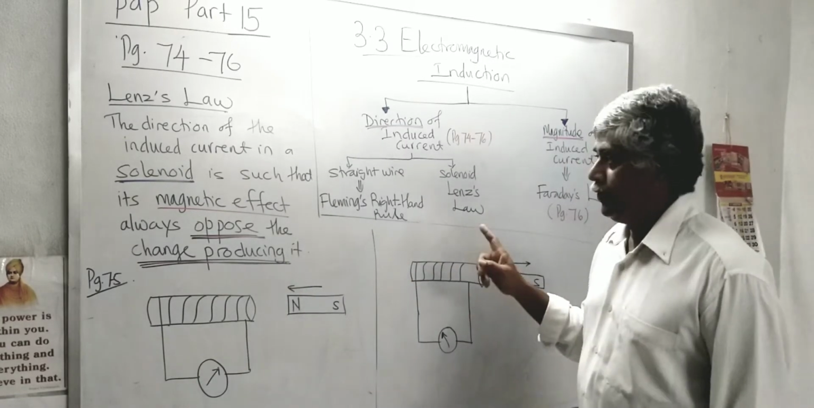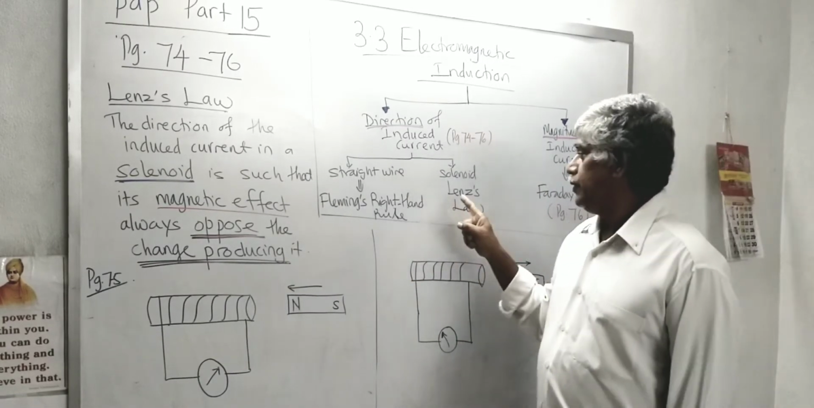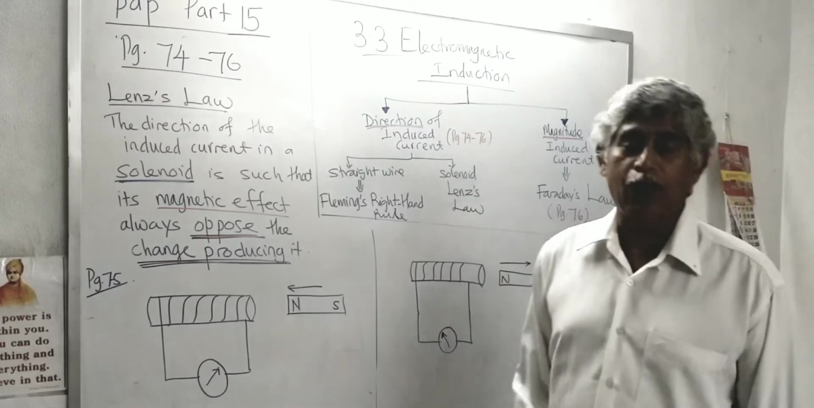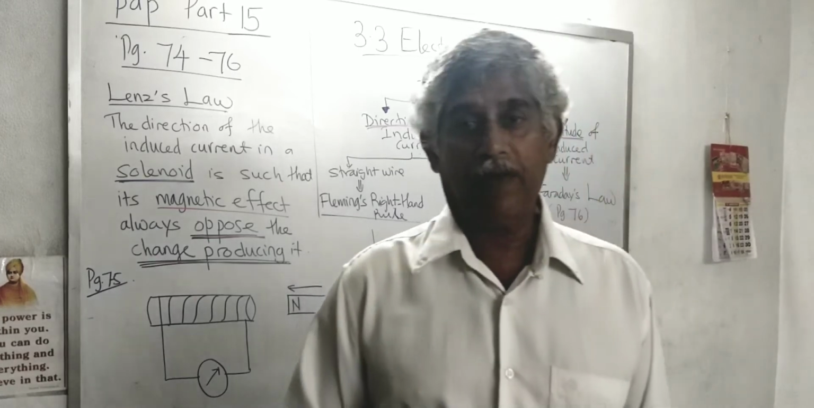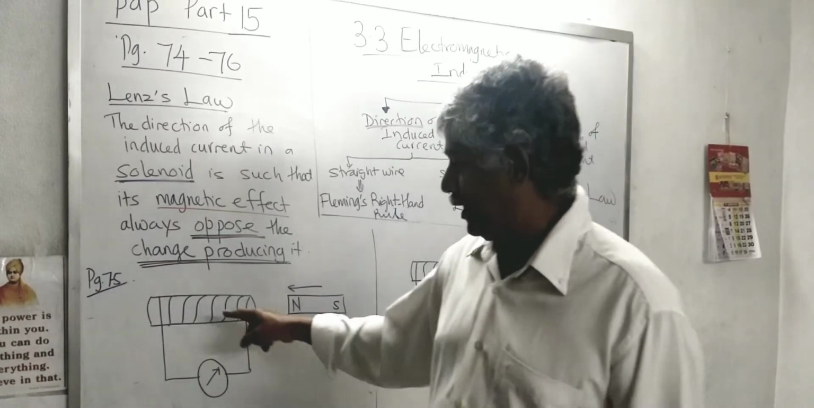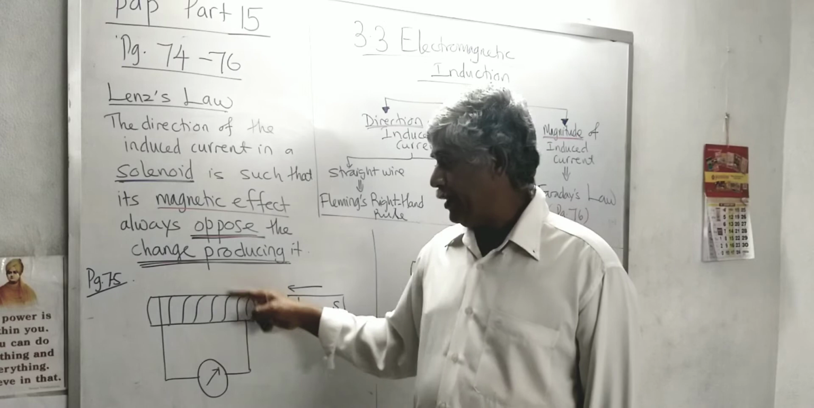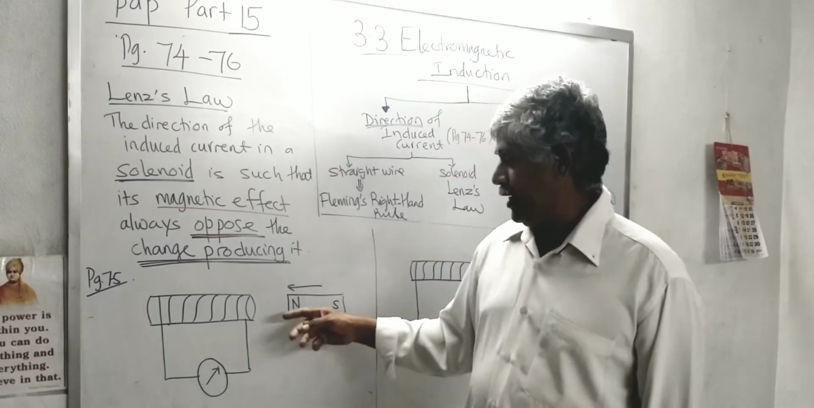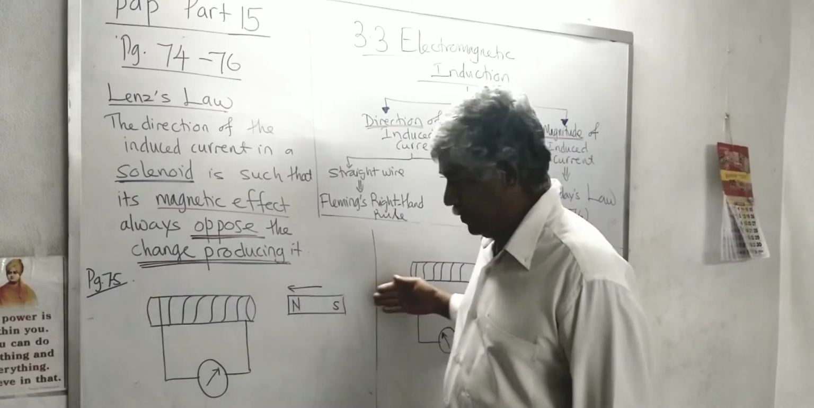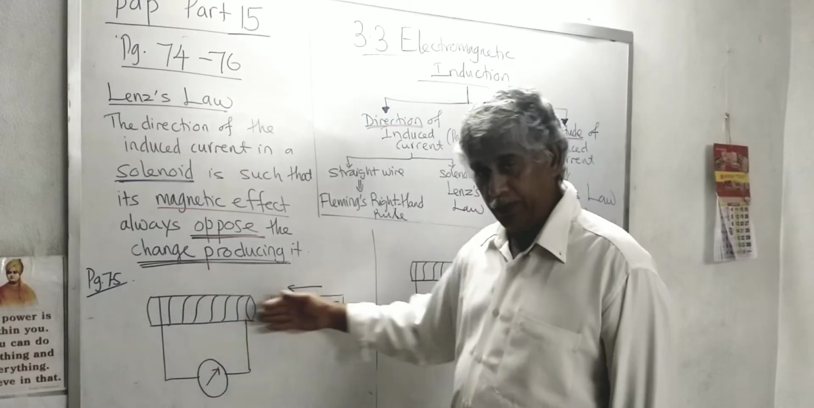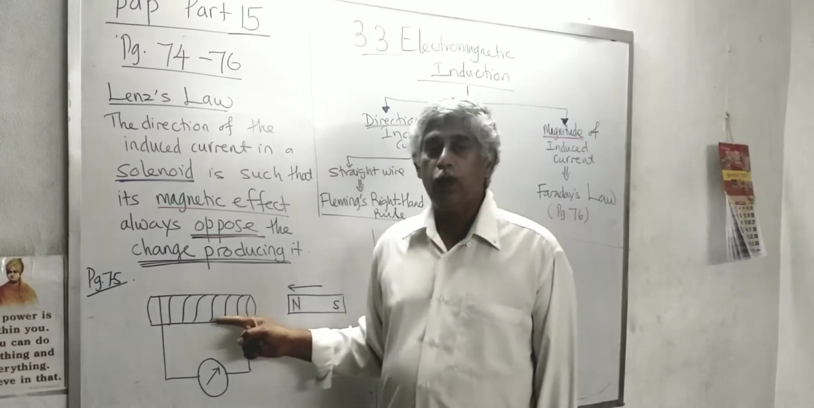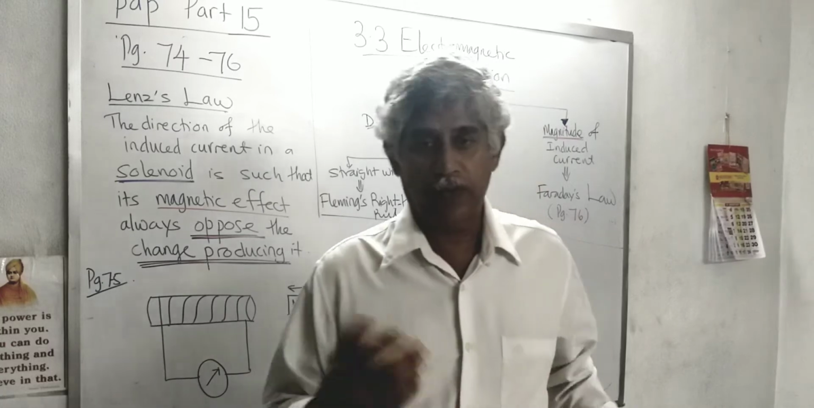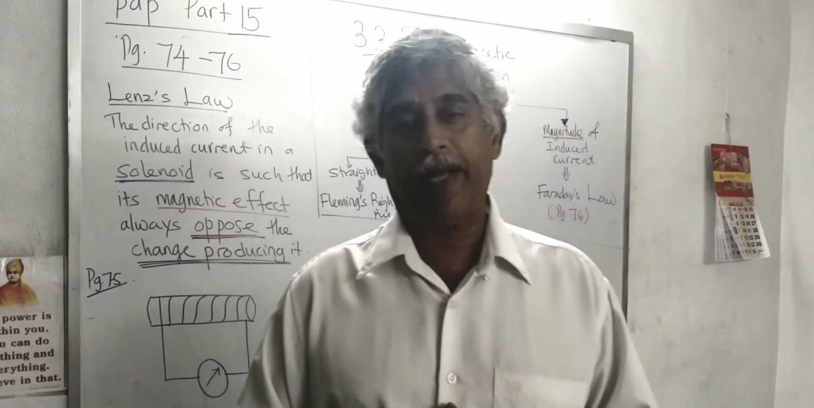Okay, so today we are going to continue with the solenoid. For the solenoid, we have to use Lenz's law to determine the direction of induced current. A solenoid is basically a coil, a wire wound in a cylindrical form. Then you push a magnet into it, or you take it out, and you want to know the direction of current induced. For Lenz's law, there's no choice, you have to memorize it.